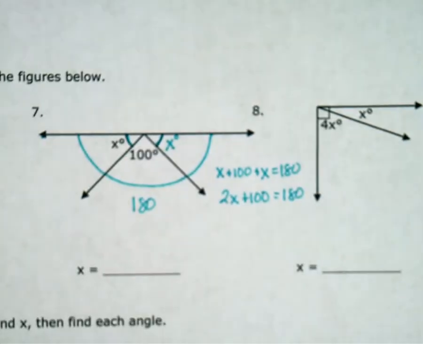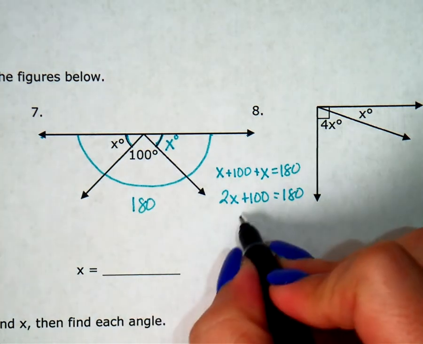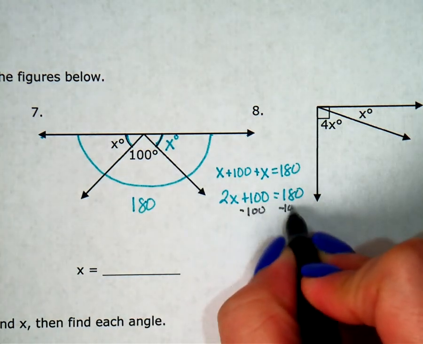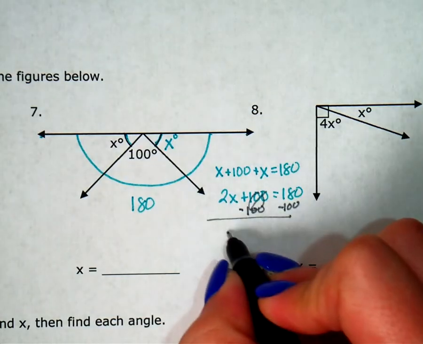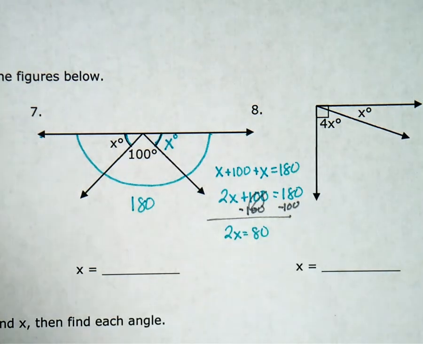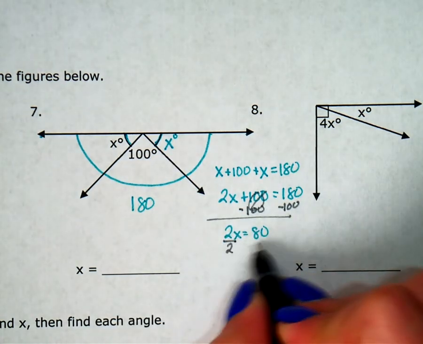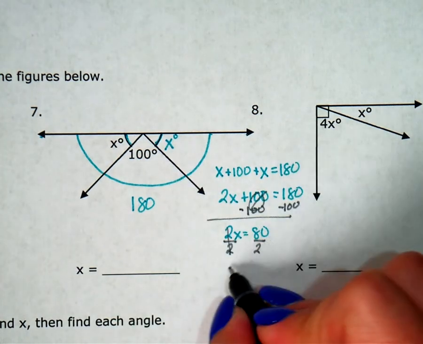There we go. All right, I'm going to subtract my 100 on both sides. Subtraction property of equality. And I'll get 2x equals 80. Division property of equality to remove the 2. And I end up with x equals 40.